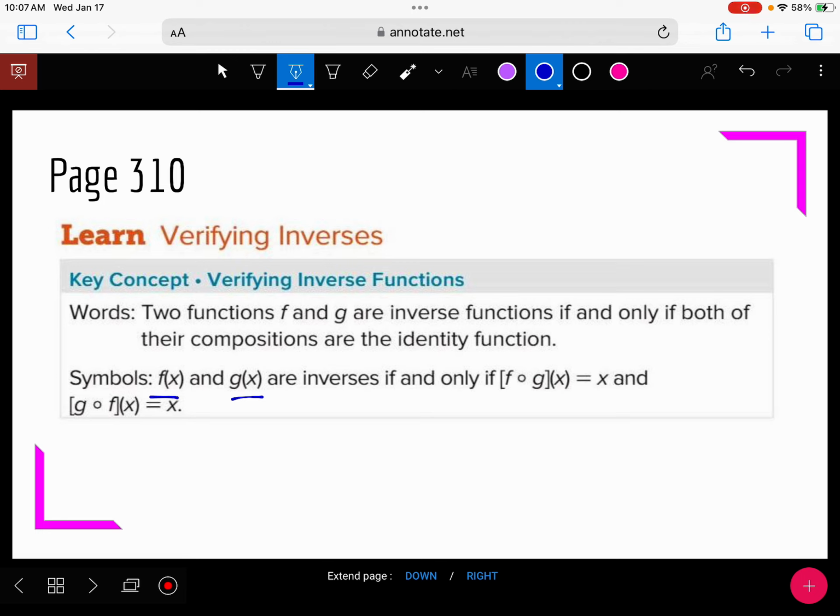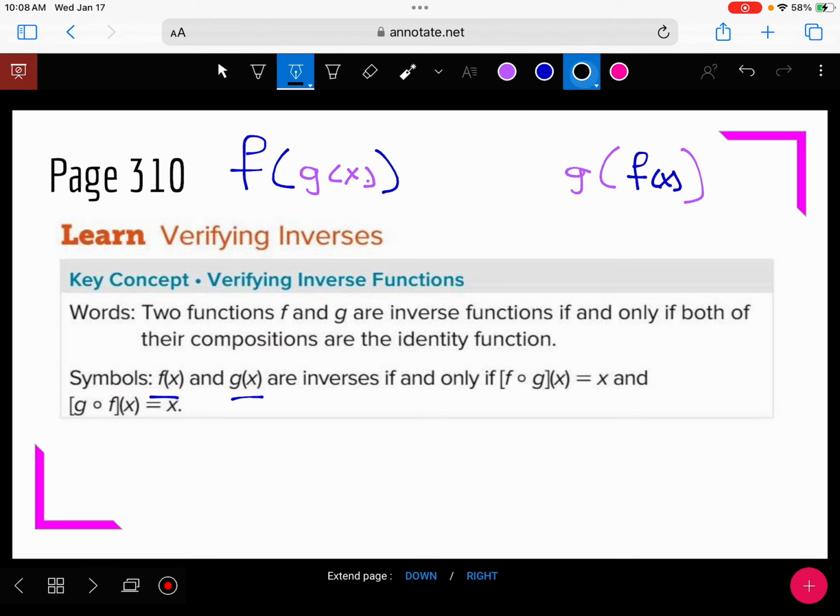And what we're asking you to do is compose the two functions together. We're going to use our composition of functions. We're going to say, does f of g of x, and then you'll also do g of f of x. So that's what I mean when I say composition. We're going to be putting it inside.